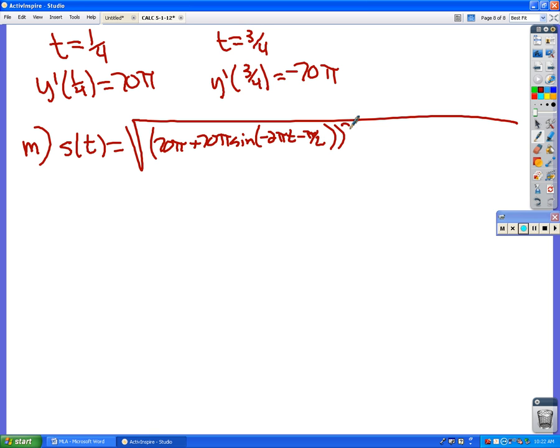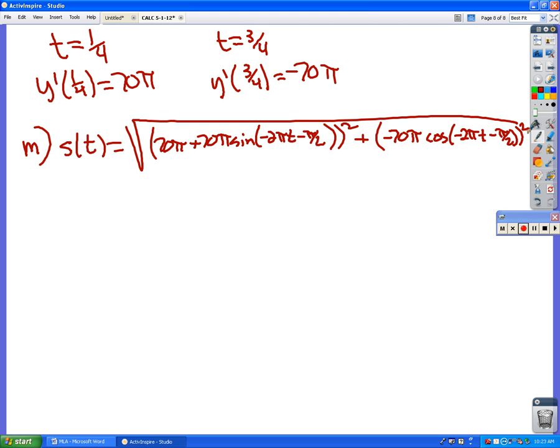So I need to take that whole thing and square it, because that's x prime of t, right? And then I need to take the other one and square it. Negative 70 pi cosine of negative 2 pi minus 2 over 2, and that whole thing is squared. How about if we just leave it at that and not simplify? Okay? We just found S of t.